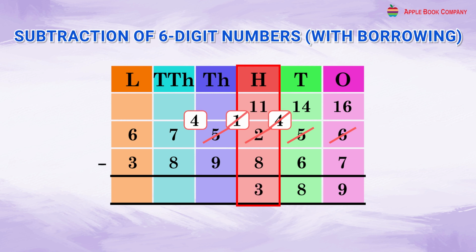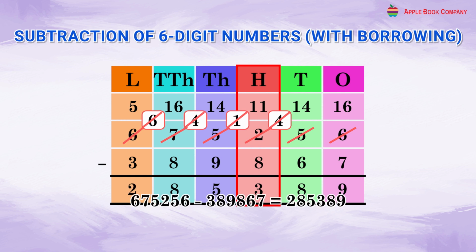On thousands, it's 4 minus 9. 4 is less than 9. So let's borrow from 10,000. 7 becomes 6 and 4 becomes 14. 14 minus 9 is 5. On 10,000s, it's 6 minus 8, where 6 is less than 8. So let's borrow from lakhs. 6 becomes 5 and 6 becomes 16. 16 minus 8 is 8. On the lakhs, 5 minus 3 is 2.